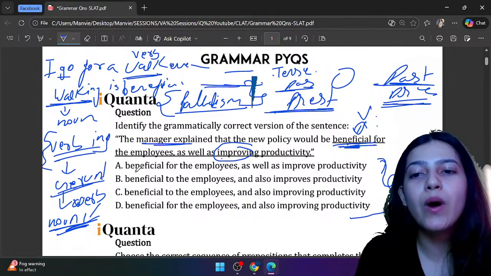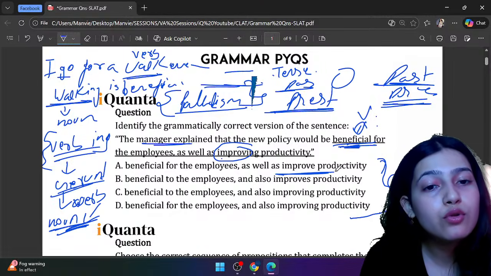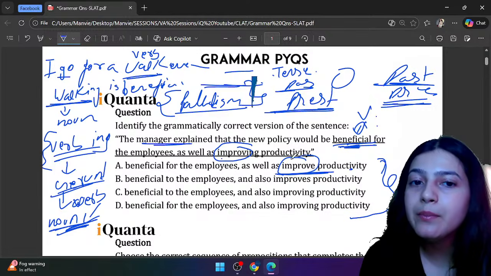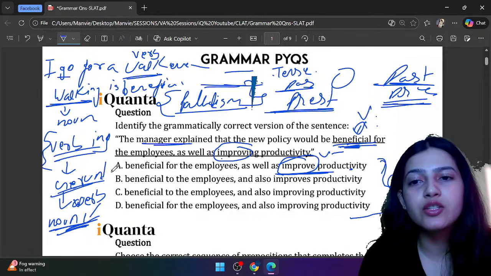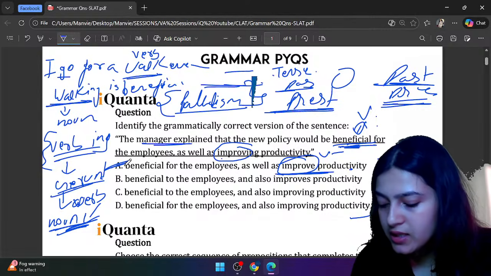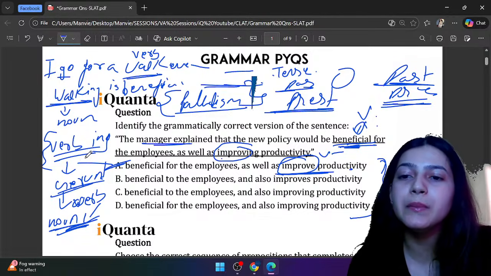Okay, so number 1, beneficial for the employees as well as improve productivity. Improve. No -ing form, nothing. First form. So A can be our correct answer, right? तो A हमारा correct answer है, so we'll keep it aside.